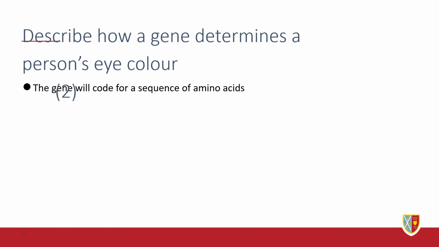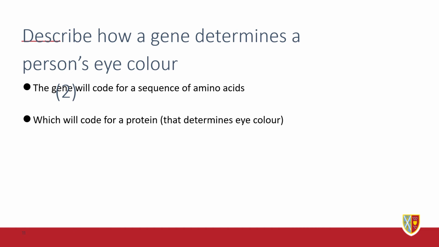Okay, so a gene will code for a sequence of amino acids. That codes for a protein. The sequence of amino acids codes for a protein, which in this case would determine eye colour.